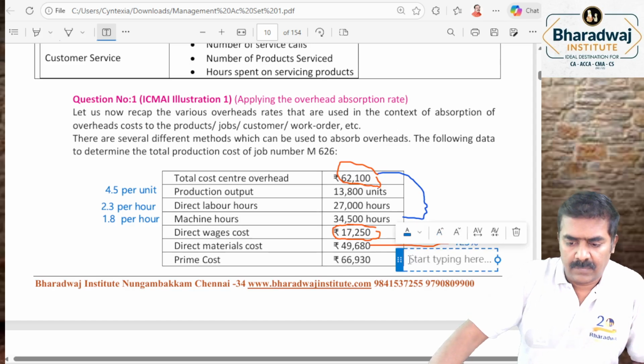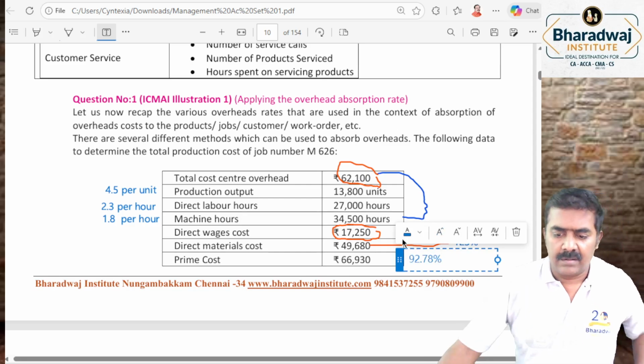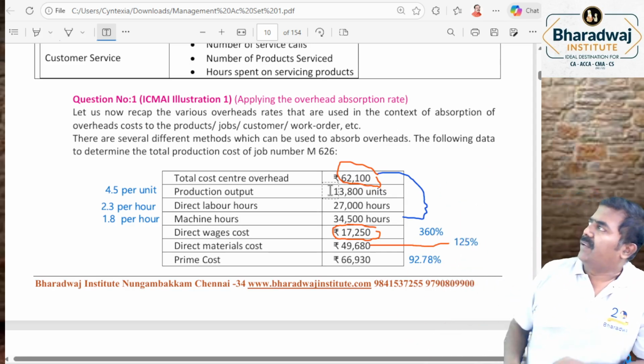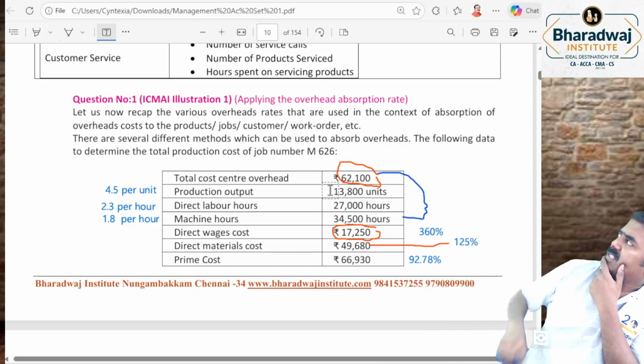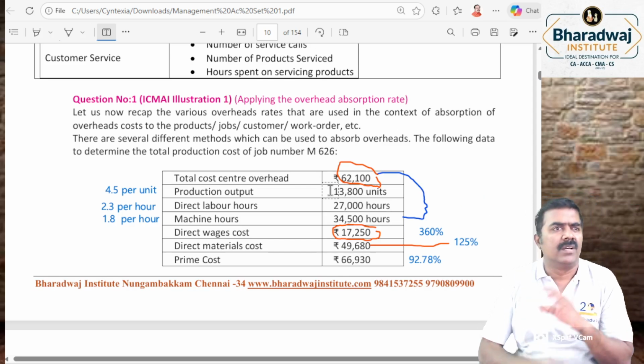How much? 92.78 percentage. We worked out 4.5 per unit, 2.3 per hour, 1.8 per hour, 360 percentage, 125 percentage, 92.78 percentage. Like that we worked out. What is this?